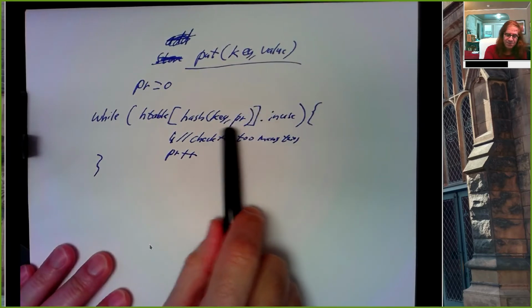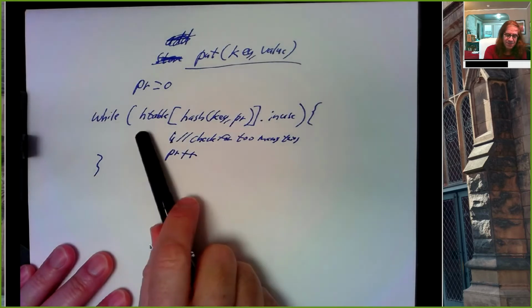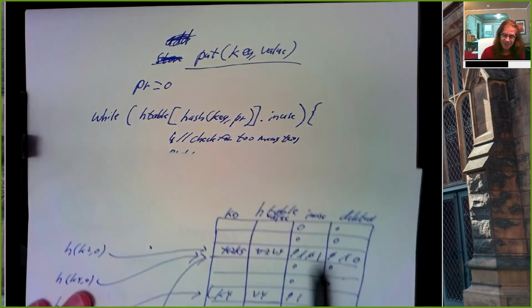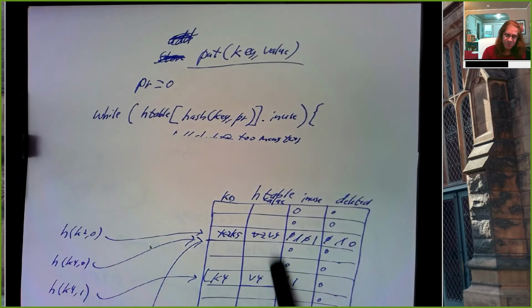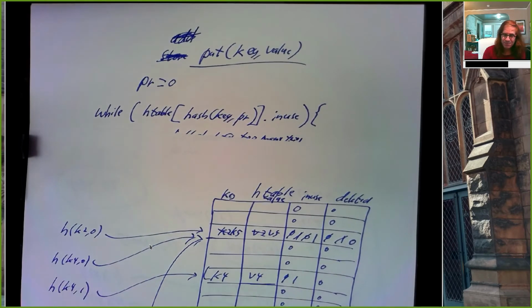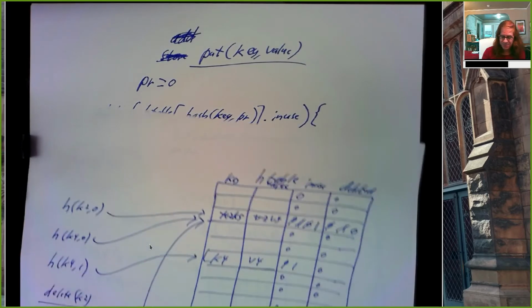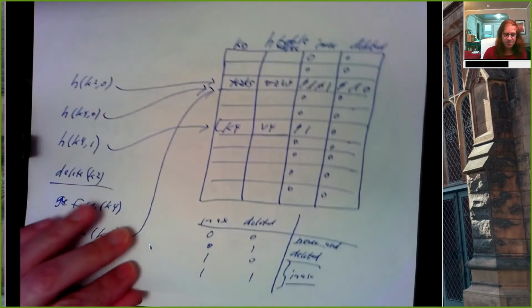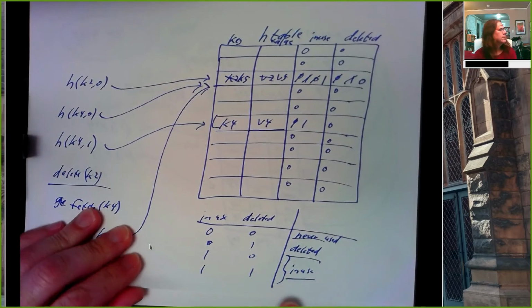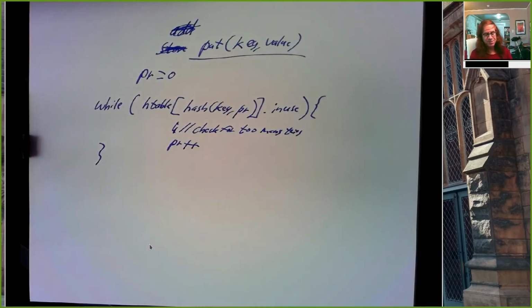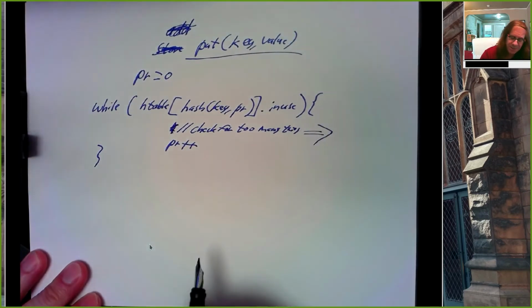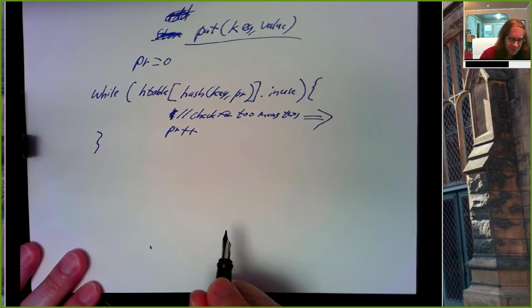So hash our key with a probe of 0, see if that entry in the hash table has an in-use flag set. If it does, bump up the probe and try again. Anytime in use is a 1, we know that spot is in use, and we don't really need to know what the deleted flag is. So keep doing this and have some kind of exit point if you've tried too many times.